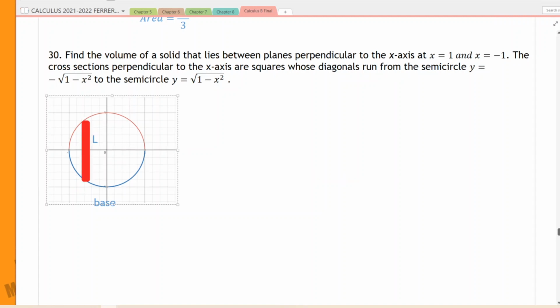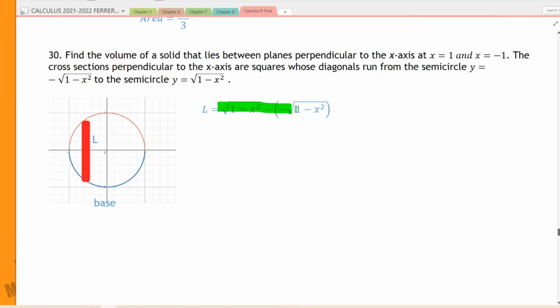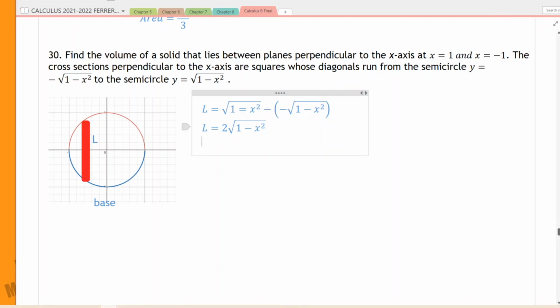The equation of L, or the distance from the top curve to the bottom curve, is equal to the y-coordinate at the top, which is root 1 minus x squared, minus the y-coordinate at the bottom, which is negative root 1 minus x squared. When you put all of that together, that's just equal to 2 times the square root. And that does it for our L, really. L is 2 root 1 minus x squared. So we don't need those bases anymore.